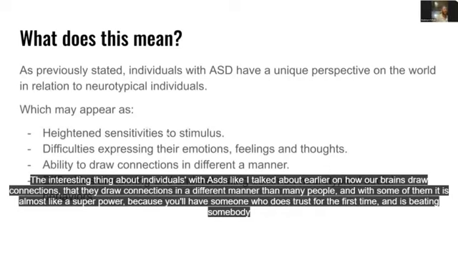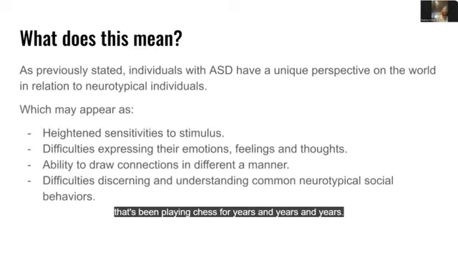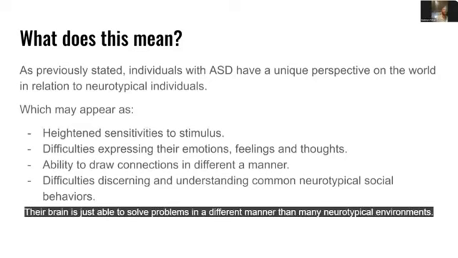The interesting thing about individuals with ASD is, like I talked about earlier on how our brains draw connections, that they draw connections in a different manner than many people. And with some of them, it is almost like a superpower, because you'll have someone who plays chess for the first time and is beating somebody that's been playing chess for years and years. Their brain is just able to solve problems in a different manner than many neurotypical individuals.